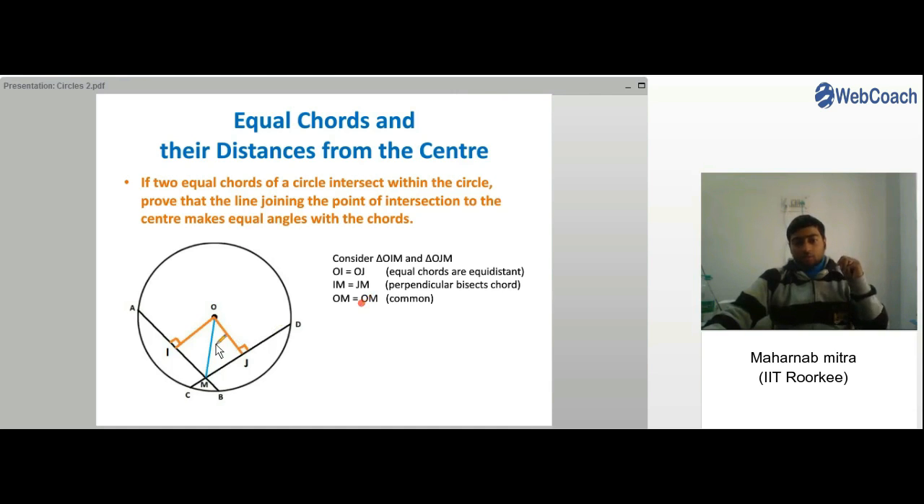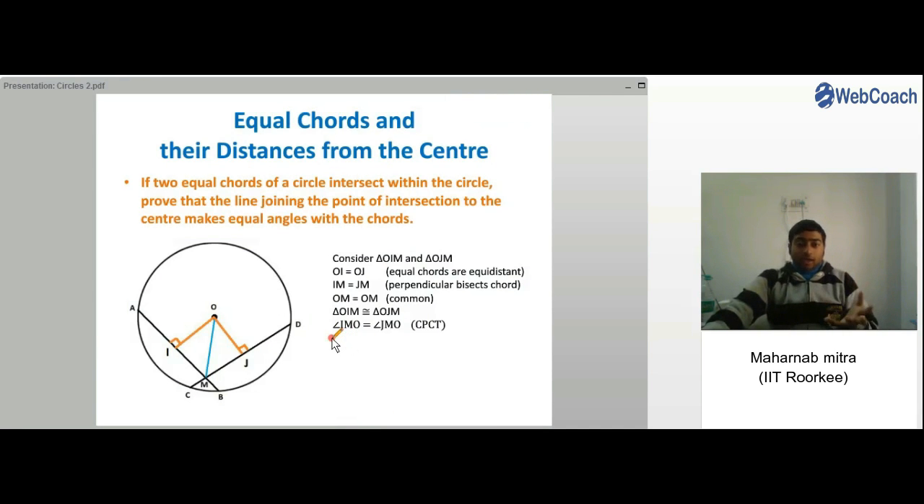So you can see we have got three criteria which prove that these two triangles are congruent to each other. So we write that explicitly: triangle OIM is congruent to triangle OJM. Alternatively, you could have used OI equal to OJ, OM common, and the right angles, and said that the two triangles are congruent by the rule right angle hypotenuse side, RHS. So anyway, we have proved that these two triangles are congruent to each other.